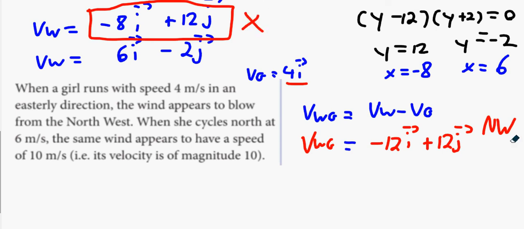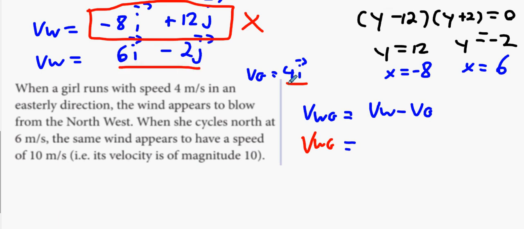Okay, let's try scenario 2. 6i minus 2j. Velocity of wind, take away velocity of girl, is 2i minus 2j. Does that fit my description? It's going southeast. This one's the correct answer, and the other one is the wrong answer. Any questions? Who got all that out and ruled out both answers? Alright, good job.